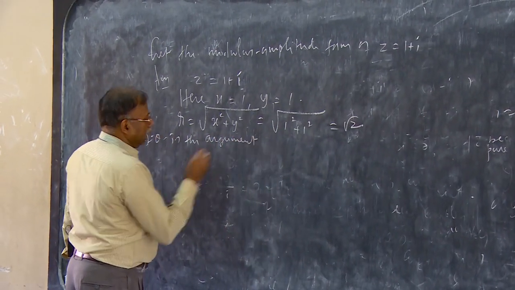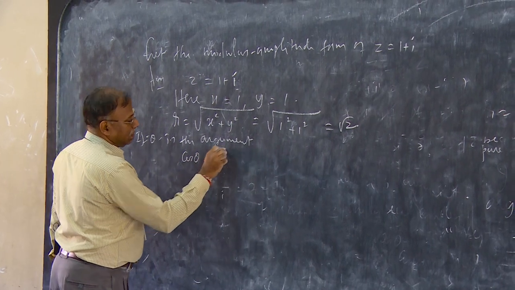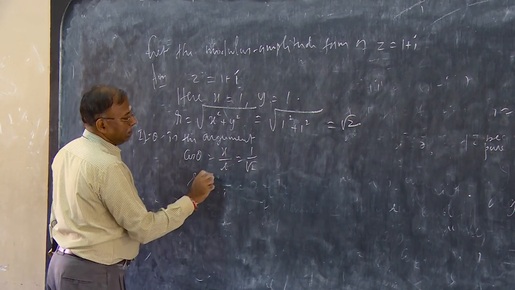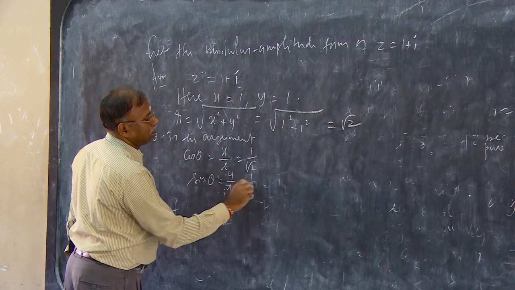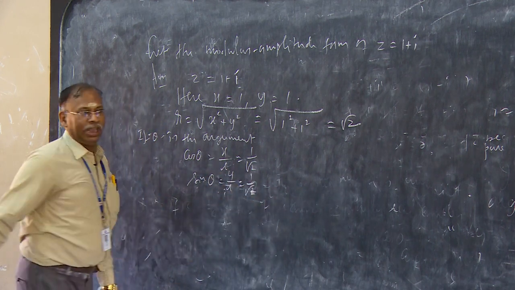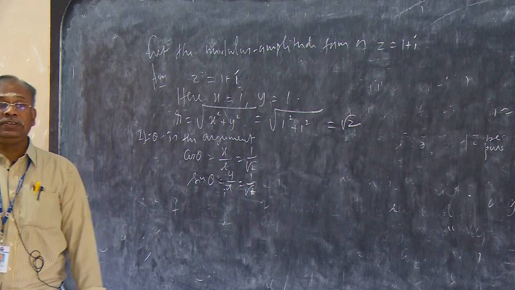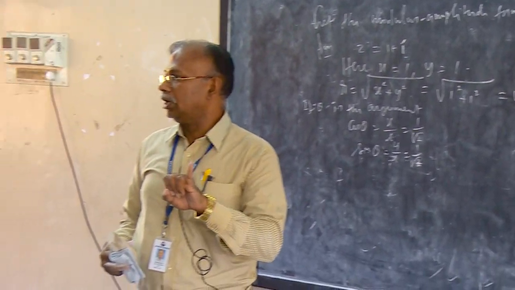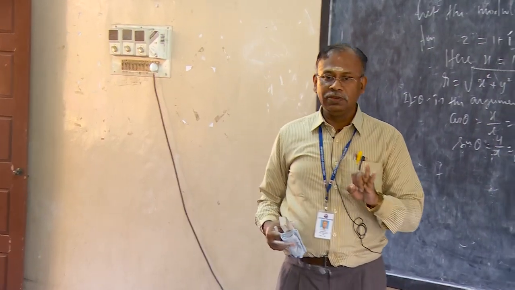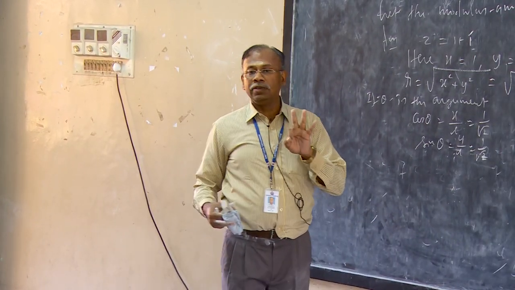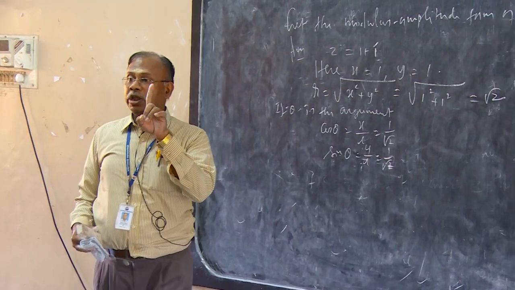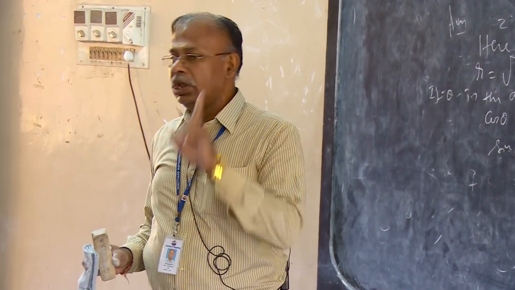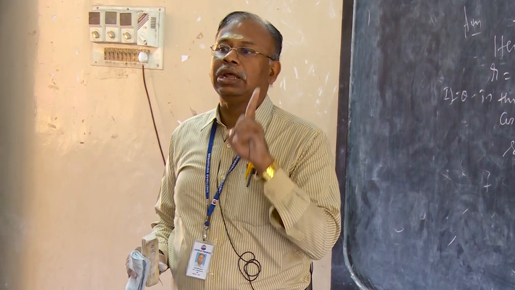Now if theta is the argument, I have cos theta given by x by r, which is 1 by root 2. Sin theta is given by y by r, that is also 1 by root 2. In fact, I gave you theta in three different formats, namely cos theta is equal to x by r, sin theta is equal to y by r, and tan theta is equal to y by x. Just by looking at one of those values, I can't conclude in which quadrant angle theta lies.